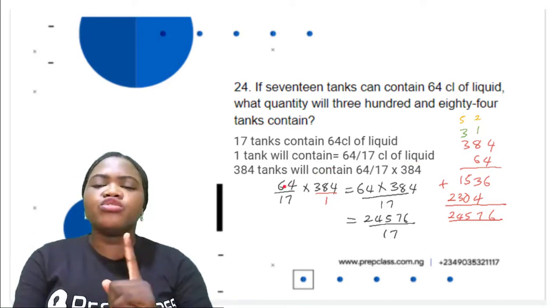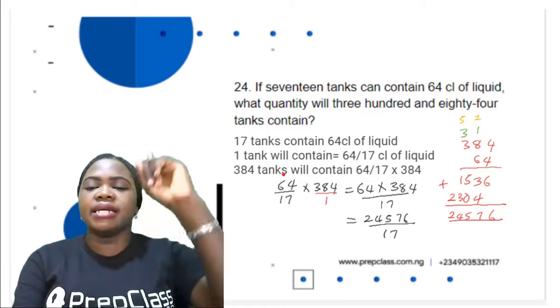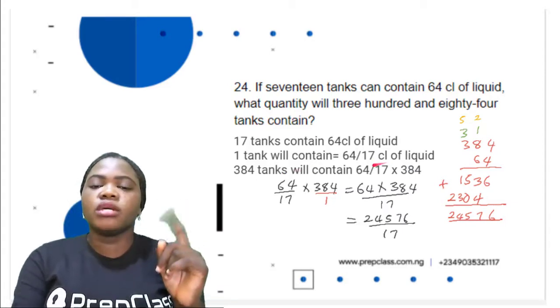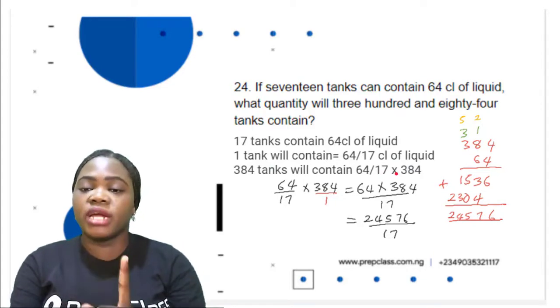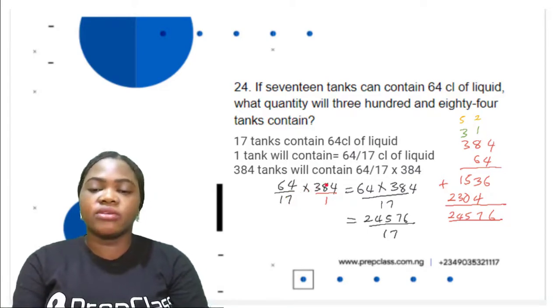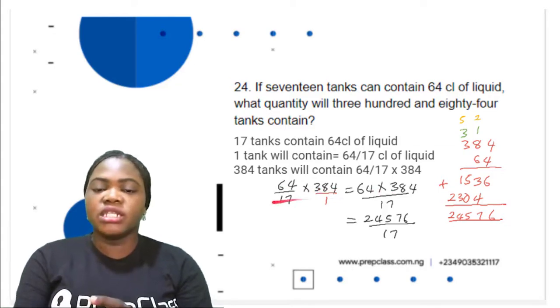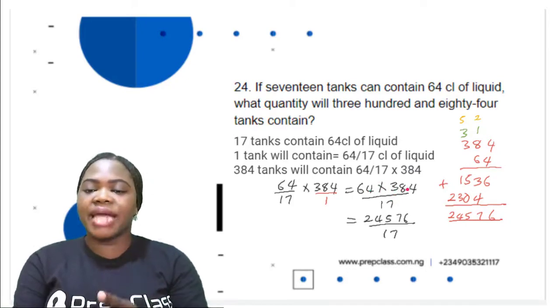Now, all we have to do to get the quantity for 384 tanks is to simply multiply the amount of one tank by 384. So 384 tanks will contain 64 over 17 multiplied by 384. So we have it here, 64 over 17 multiplied by 384. So we can make 384 a fraction by dividing by 1. So let's do this now. 64 multiplied by 384 divided by 17 times 1, which is 17. So let's multiply 64 by 384.